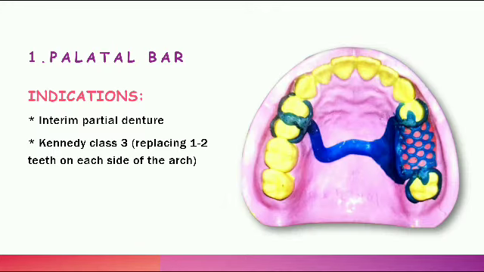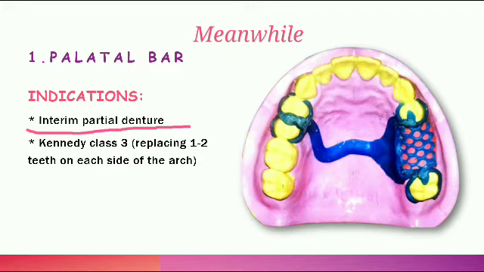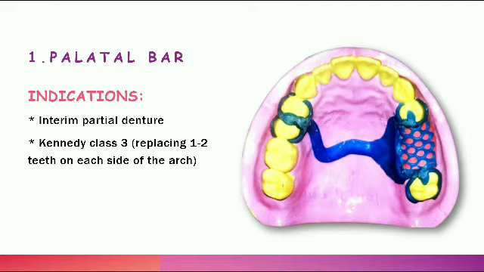Okay, so first one is your palatal bar. Now where can you use this palatal bar? What are its indications? The first indication is interim partial denture. Now what do you understand by interim? Interim means meanwhile, that is intermediate. So if you want to use a meanwhile major connector, you can go for palatal bar. It is very convenient. And the second thing where you can use this is Kennedy class 3.